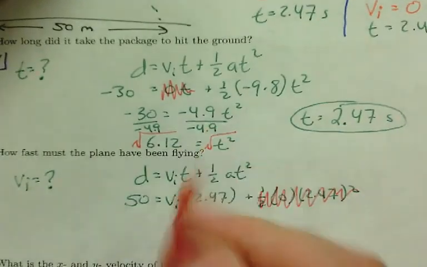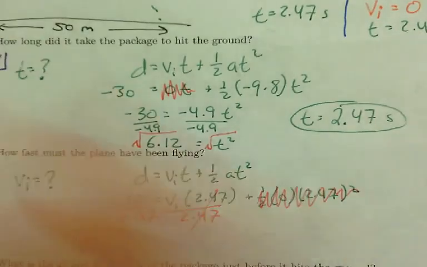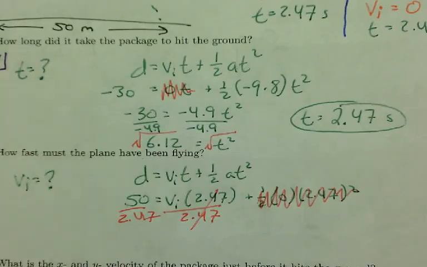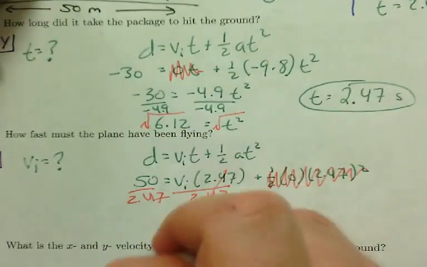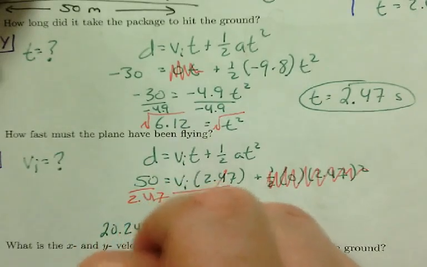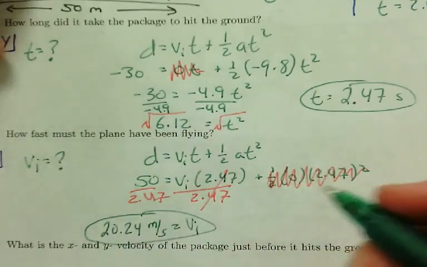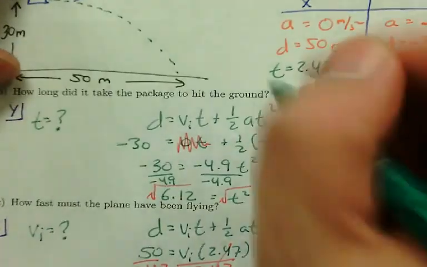So I solve this by dividing both sides by 2.47. If I did this right, we should be getting that the initial velocity is 20.24 meters per second. And I will go ahead and add that up here.